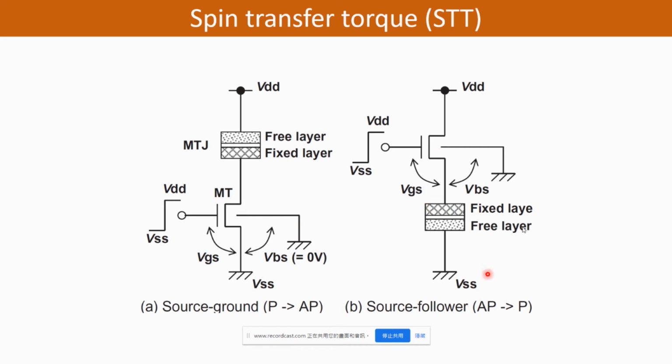At this time, the MOS operation mode is called the source ground. And the picture B here shows the mode of writing from anti-parallel to the parallel state, and the connection to the power supply is upside down compared to the picture A. The VSS is connected to the free layer in the MTJ, and the drain of the MOS is connected to the VDD, and the substrate here is connected to the VSS. In this mode, the source voltage is the same as the voltage for the fixed layer of the MTJ. This operational mode is called the source follower.